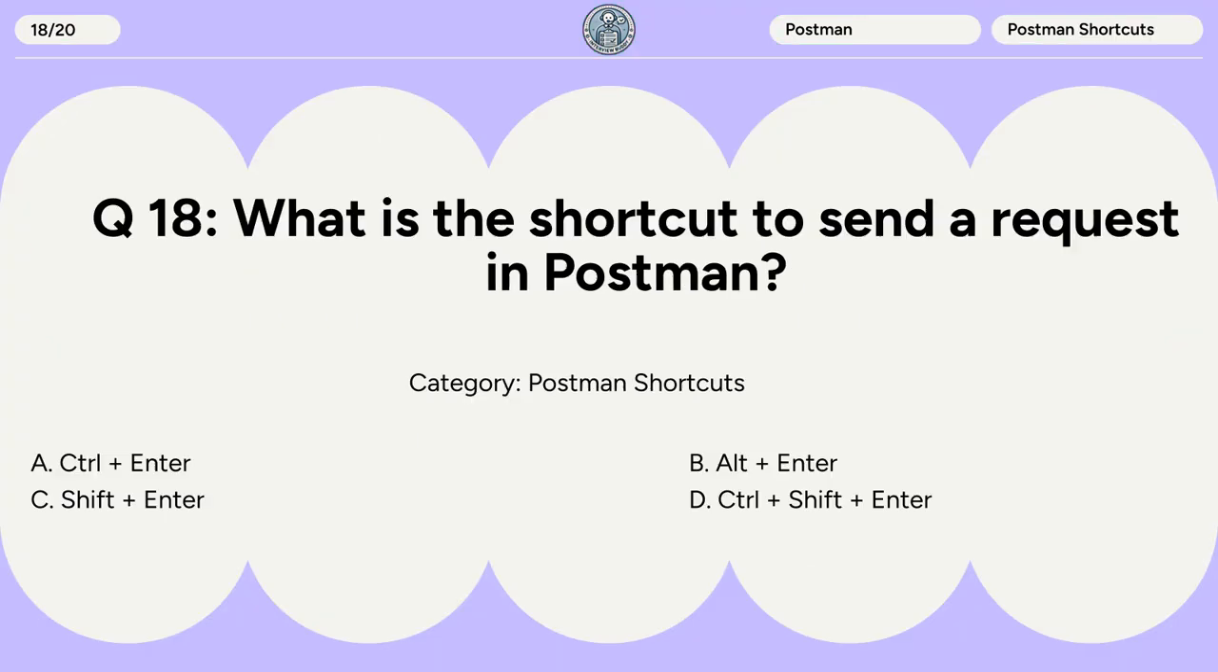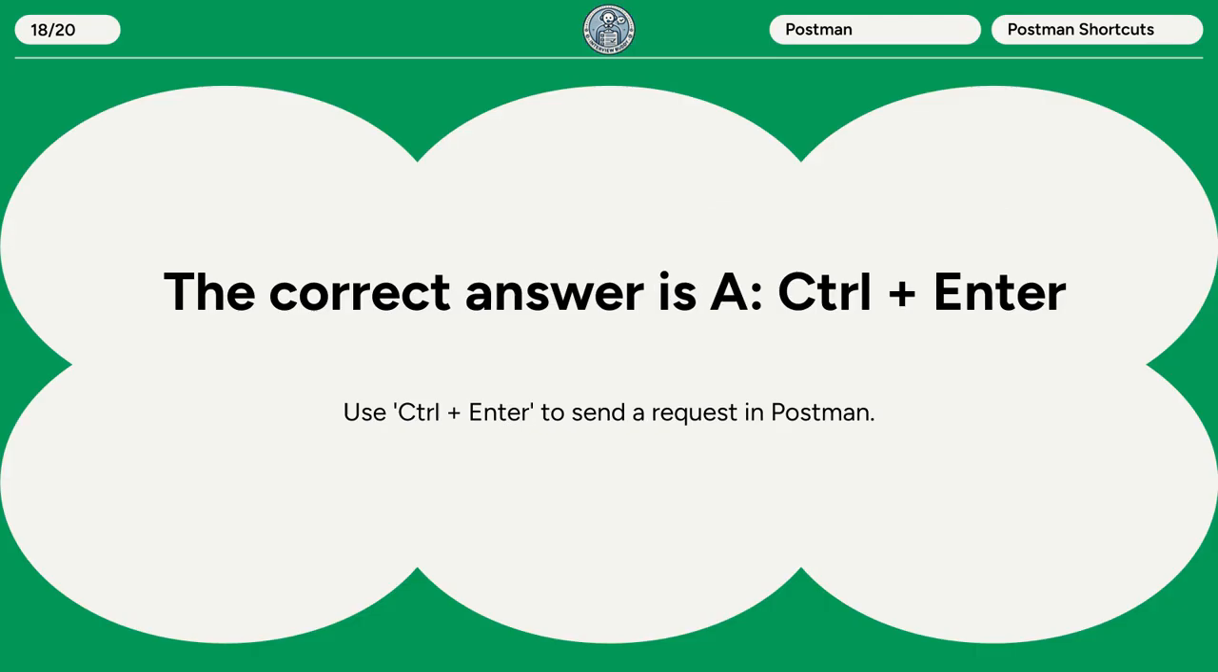Question 18. What is the shortcut to send a request in Postman? A. Control plus Enter. B. Alt plus Enter. C. Shift plus Enter. D. Control plus Shift plus Enter. The correct answer is A. Control plus Enter. Use Control plus Enter to send a request in Postman.